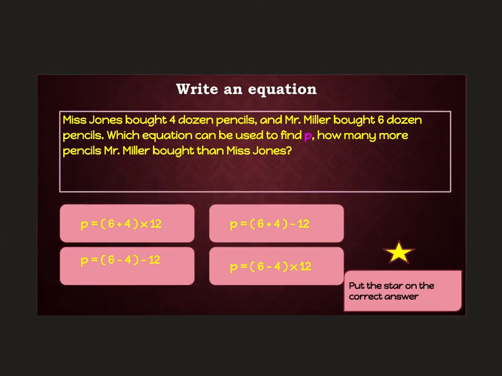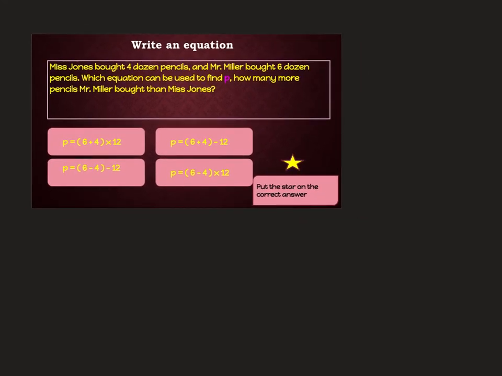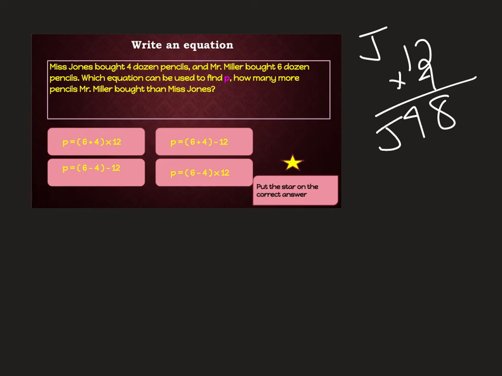All right, let's move this out of the way so I can do a little bit of math. Miss Jones bought 4 dozen pencils. I'm going to put a J for Jones. It helps to know that a dozen means 12. So she bought 4 dozen pencils. That's 12 multiplied by 4. 4 times 2 is 8. 4 times 1 is 4. So Miss Jones bought 48 pencils.